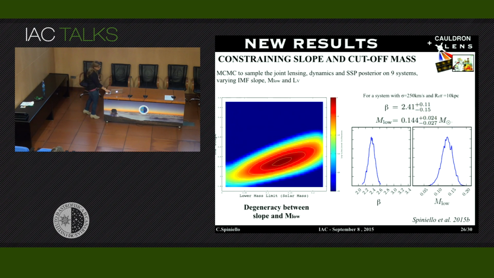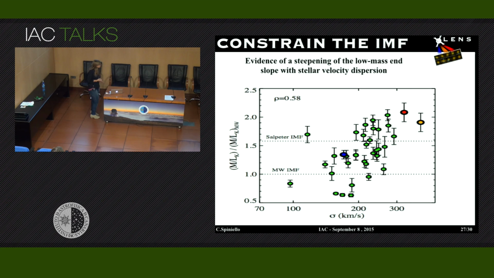And this has been published in Spiniello 2015. Okay, let's go back to the evidence that we got for a steepening of the low mass end of the IMF with mass or velocity dispersion, okay?